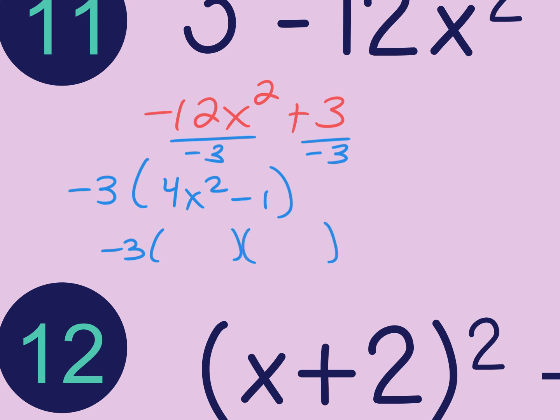Is 4x squared a perfect square? Yes. What times what gives you 4x squared? 2x, 2x, put it at the front. Guys, what times what gives you 1? 1 and 1. Very good. And when we have the difference of perfect squares, do I put the same signs in the middle or different? Perfect. 1 plus, 1 minus. Good job. Very good job.